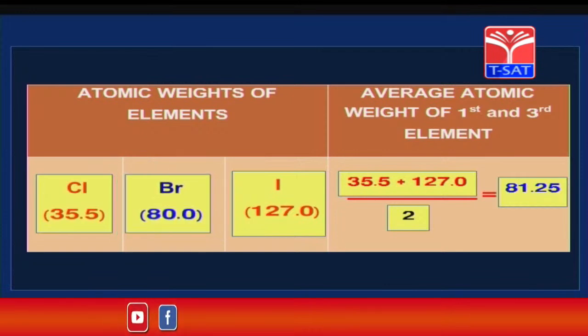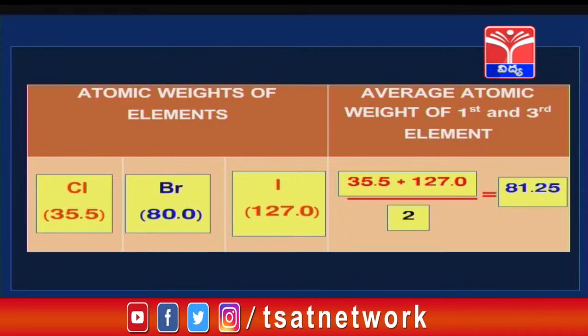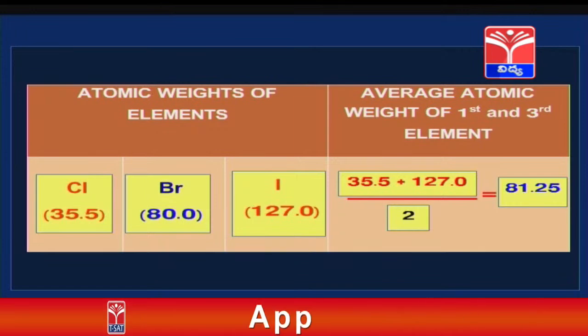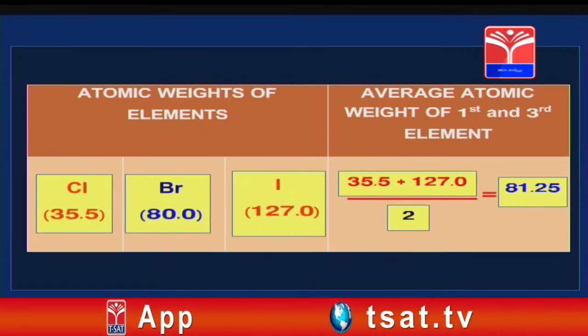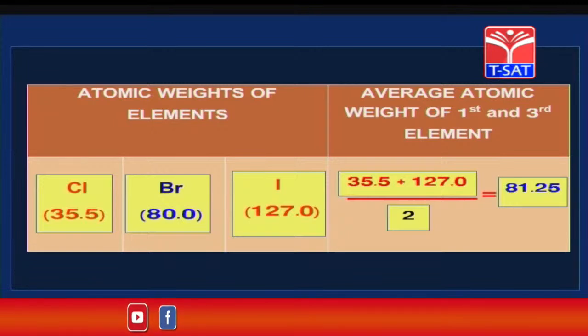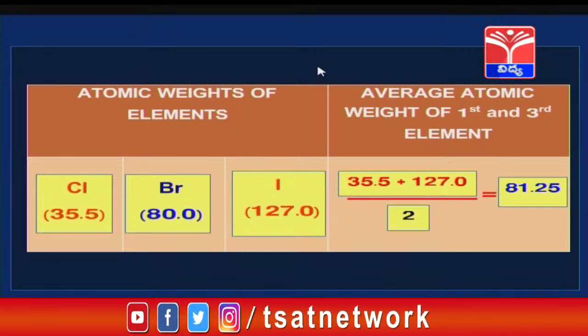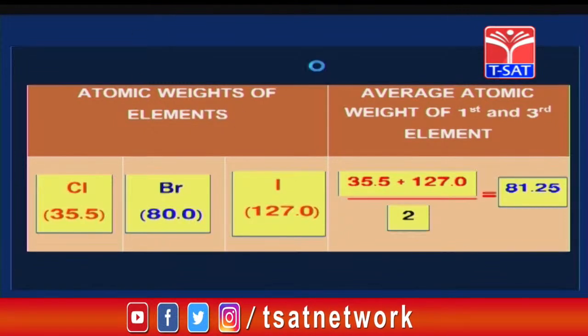Why? Because at the time of Döbereiner there were no spectrometers to calculate the atomic weight correctly. Nowadays, we are getting modern spectrometers by which we can get the exact weight. That is why this law is not applicable for some elements such as bromine. We will study it under limitations.